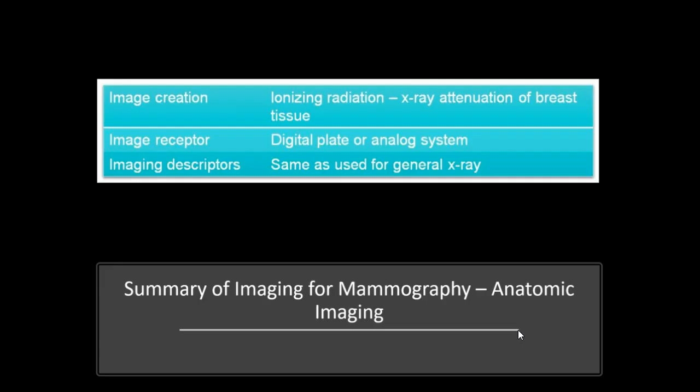All right, so image creation. For mammography we use ionizing radiation to attenuate through the breast tissue. The image receptor is a digital plate. We can use analog, which is film, but that's very uncommon. There's usually CR or DR, and it's got to be DR moving forward in order to get reimbursements. Imaging descriptors are the same as those used for general X-ray.